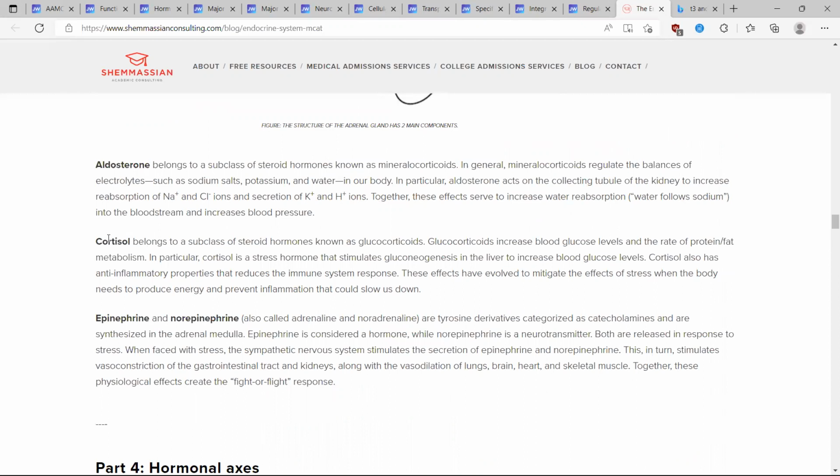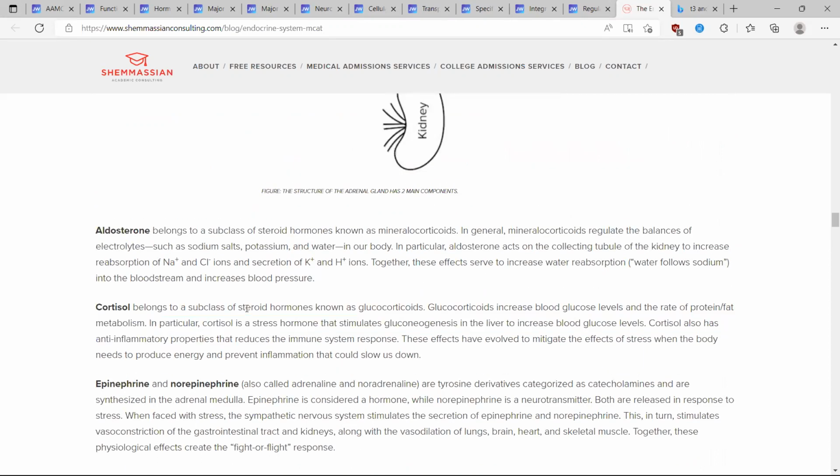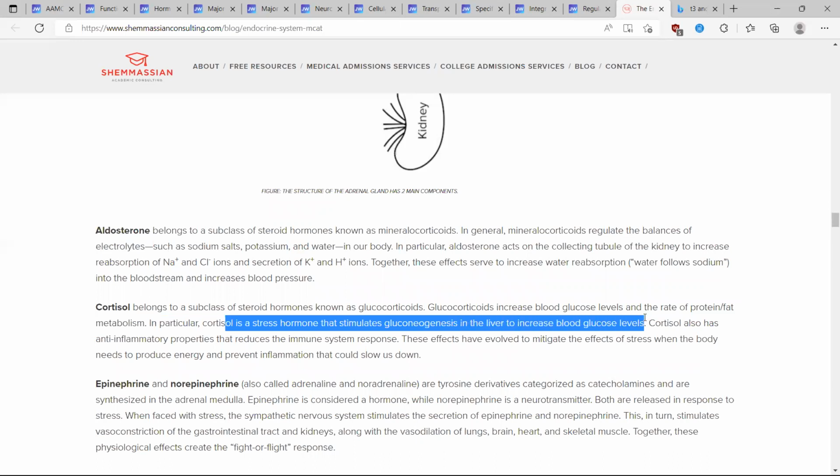Epinephrine. And so first, let's talk about the cortisol that we were just talking about. These guys are steroid hormones called glucocorticoids. Glucocorticoids increase blood glucose levels and the rate of protein and fat metabolism. So why would we want to increase blood glucose levels in terms of a stress response, right? This cortisol is being released so that we have more sugar available to us for fight or flight reactions, right? For running, for breathing hard, for whatever, right? The stress hormone stimulates gluconeogenesis in the liver to increase blood glucose levels.